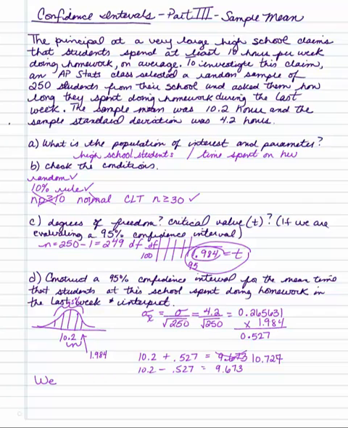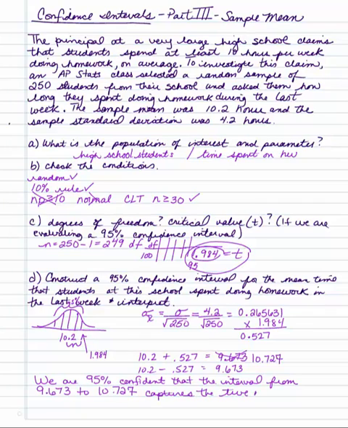So our conclusion is set up the exact same thing as before. We are 95% confident that the interval from, and I always give the smallest to the largest, to, captures the true mean number of hours, and we were testing the homework that students at this school spend doing homework.